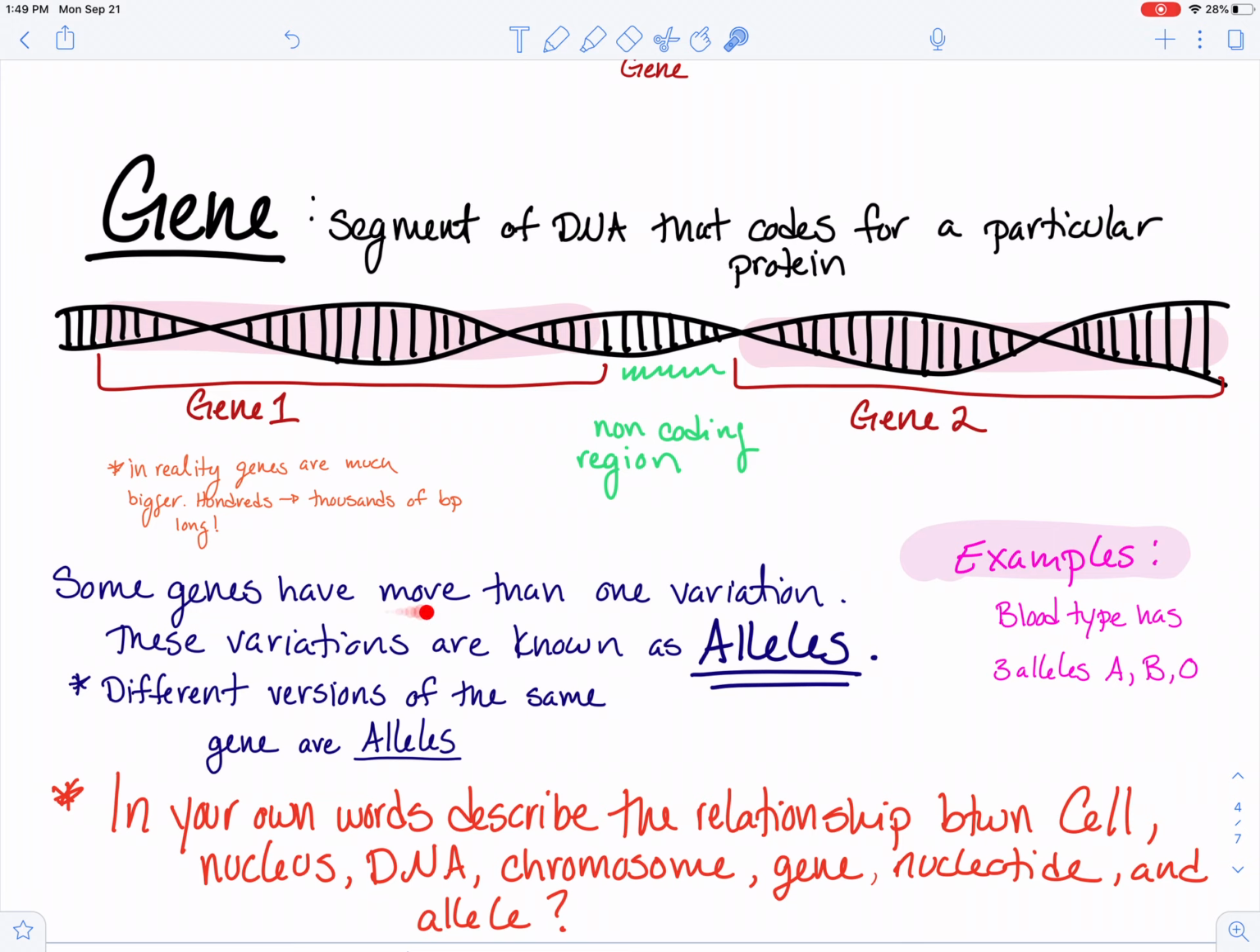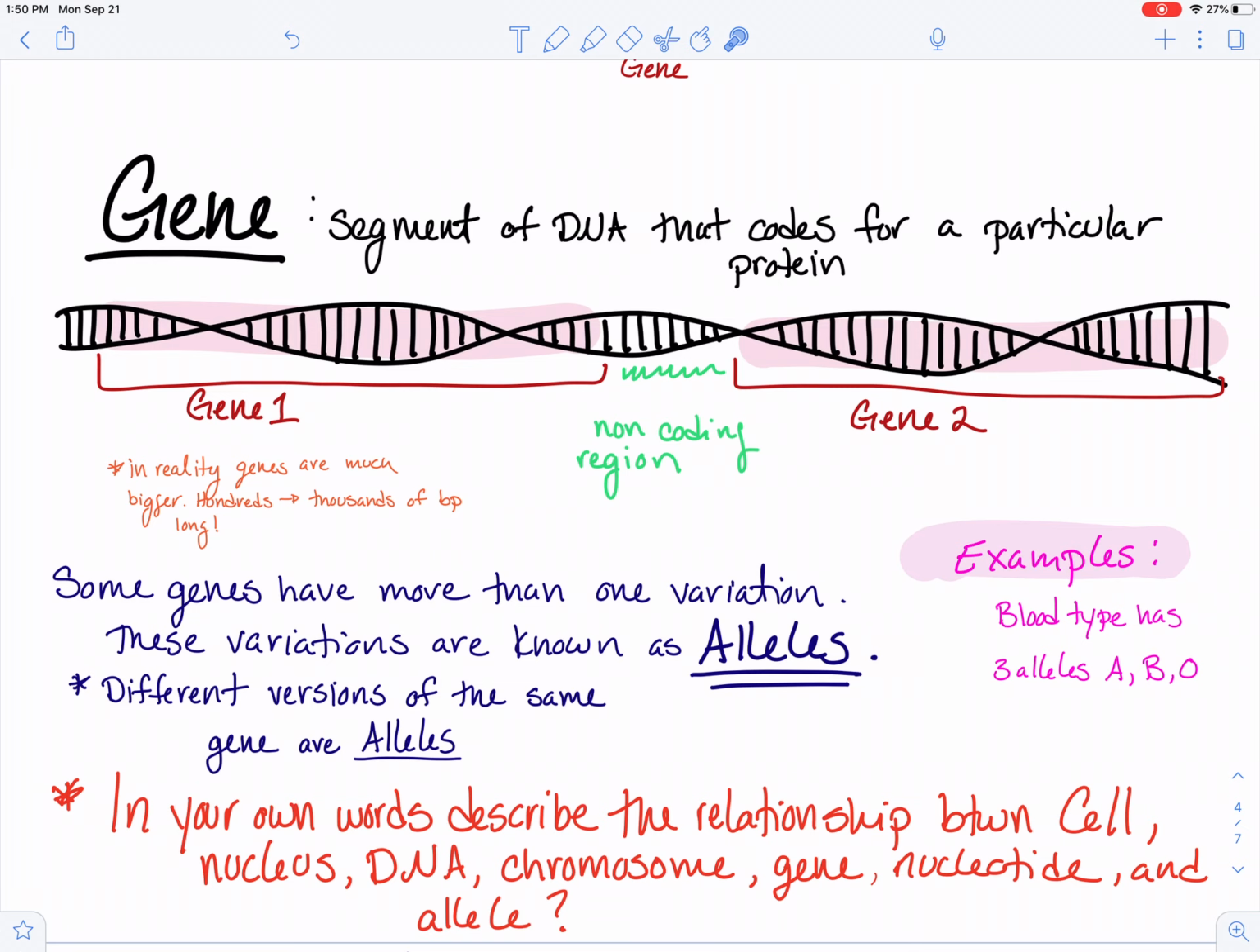And some genes have more than one variation, and these variations are known as alleles. So different versions of the same gene are known as alleles. An example would be blood type. There are different types of blood type that are coded for by different alleles. So one of the alleles you could have gotten is for type A blood. Or maybe one of the alleles you inherited was for type B blood, or maybe one of the alleles you've inherited is for O blood. And you get to receive 2 alleles, one from each parent, but these are the different alleles that you could possibly get.